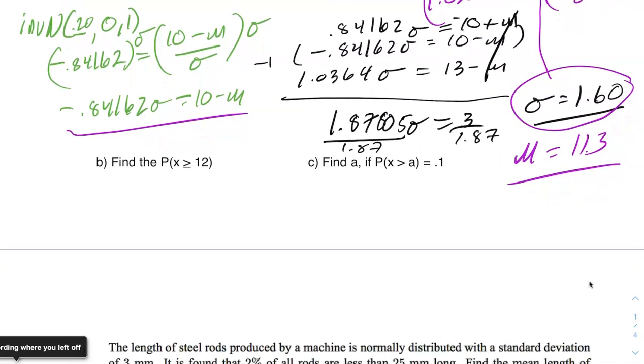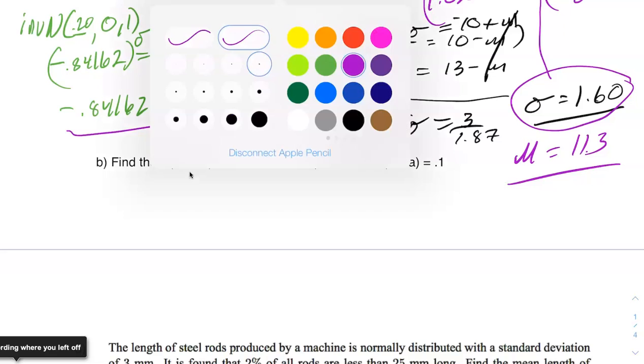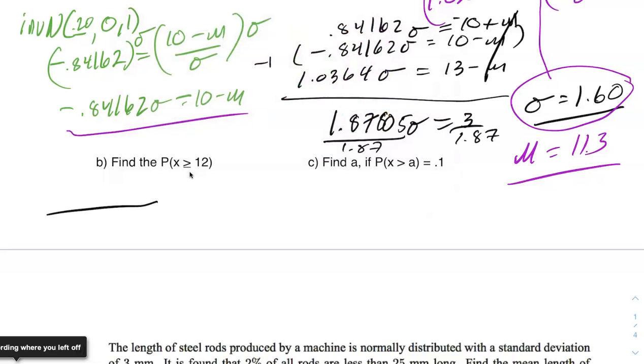Now they want you to find, using your answers, the probability greater than 12. Well, that's just a normal problem, right? My mean is 11.3. 12 will be on this side. I want greater than, so it's normal CDF from 12 to E9.